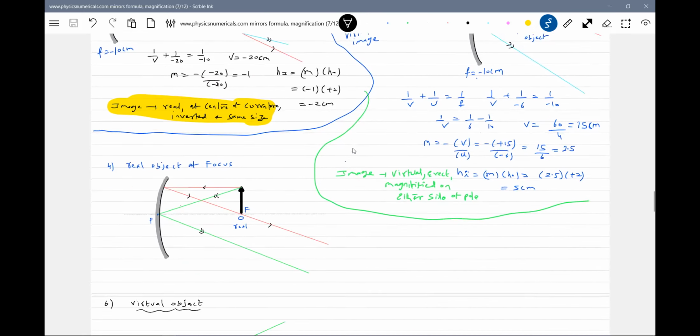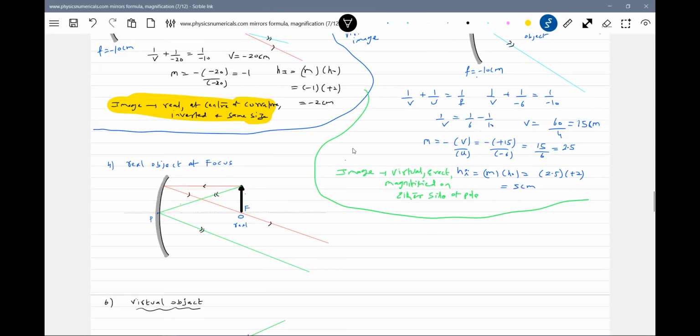Last one. If object is at focus, what about the image? According to the formula, the object is kept at focus, and towards right it is positive. So what about the image? I'll get the image at infinity. What do you mean by infinity? Far away, it is like this.